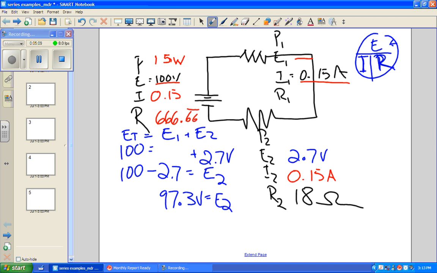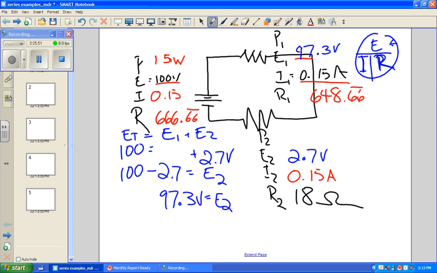Well, let's stick this in over here. Okay. Now let's divide down. And it sure looks a little bit like 4. 97.3. Now we're going to go down. And if we look at our PEIR wheel, we can see that E divided by I gives us a resistance. So let's divide 97.3 by 0.15, and it's going to be a bunch of resistance, right? 648.66.